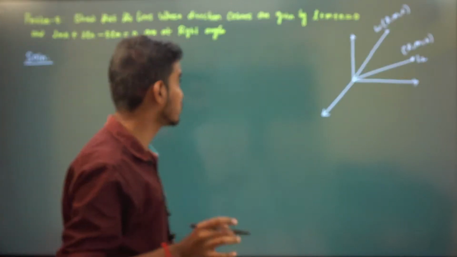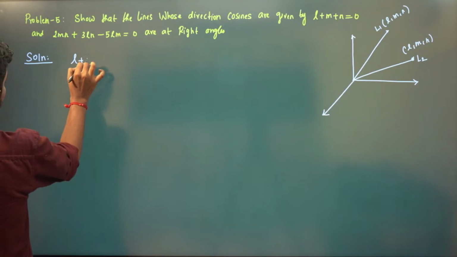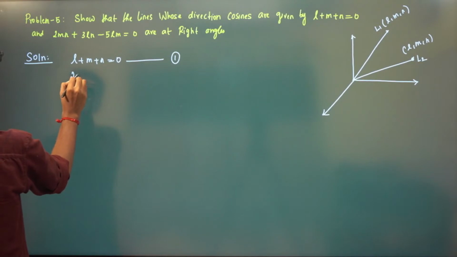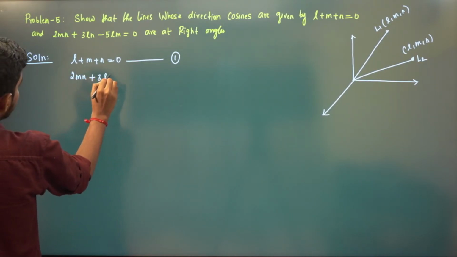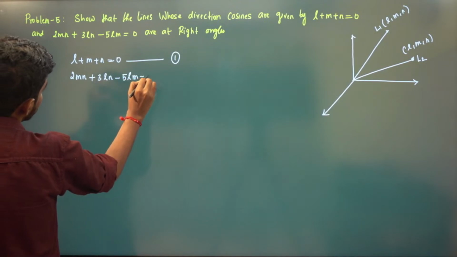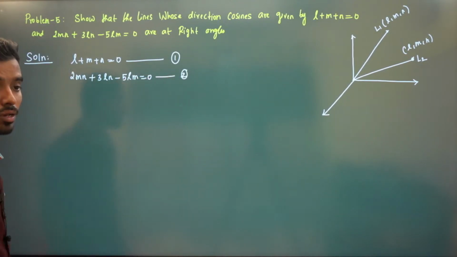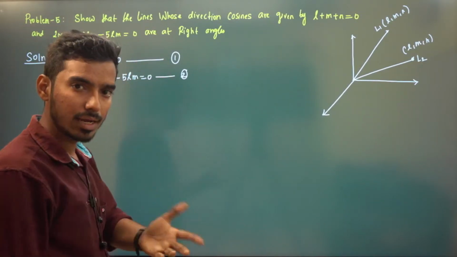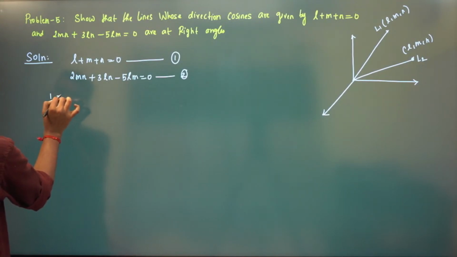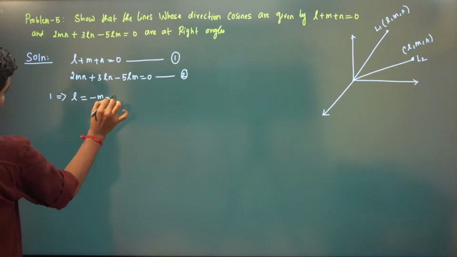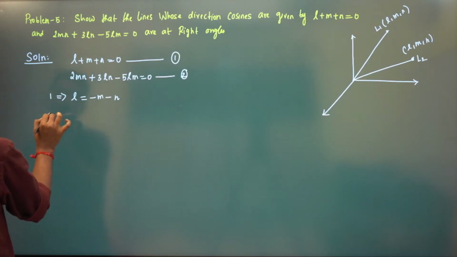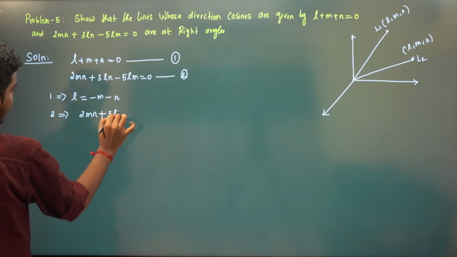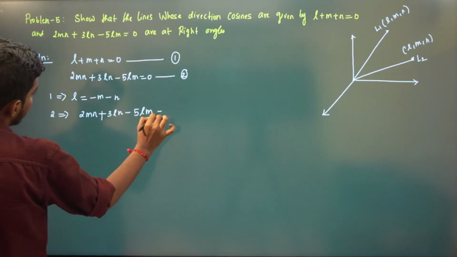There is one twist here. We have l + m + n = 0; call this equation 1. And we have 2mn + 3ln - 5lm = 0; call this equation 2. Usually we write l in terms of m and n and substitute back, and we will do the same process. From 1 we have l = -m - n. Substituting back into 2, we have 2mn + 3ln - 5lm = 0.